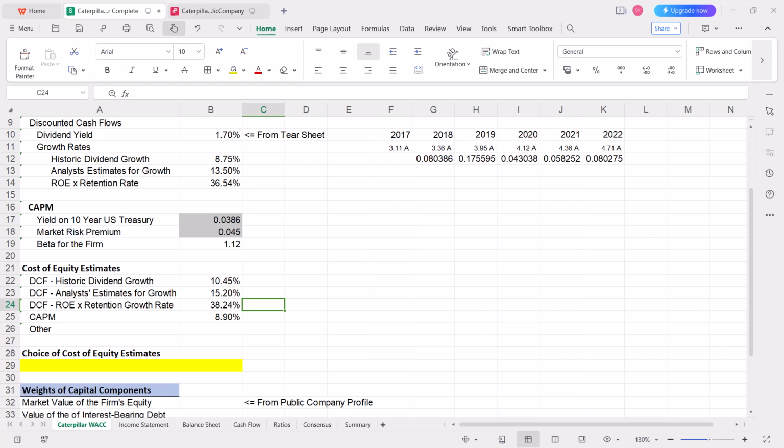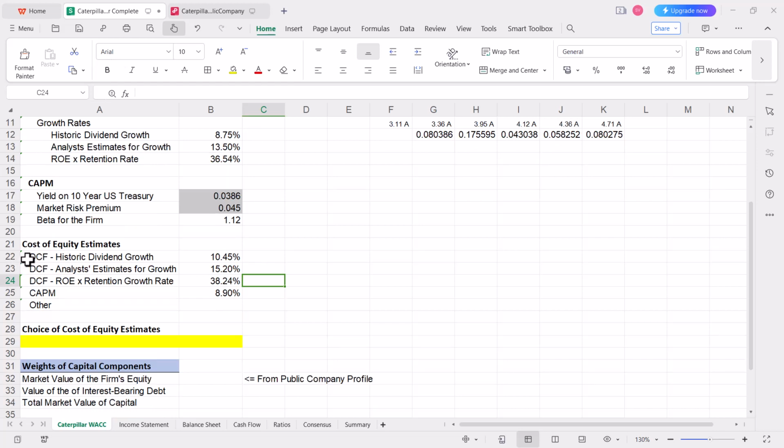So where we ended in the last video was on the topic of calculating the cost of equity for a firm. And we were looking at Caterpillar here. And for Caterpillar, we came up with four different estimates. The discounted cash flow estimate using historic dividend growth as the growth rate was 10.45%. The discounted cash flow estimate using analyst estimate for growth was 15.20%. The discounted cash flow method using ROE times the retention growth rate was 38.24%. And then finally, the capital asset pricing model provided an estimate of 8.9%.